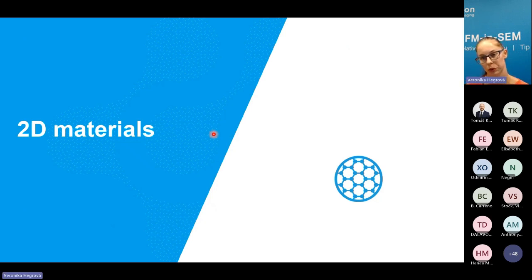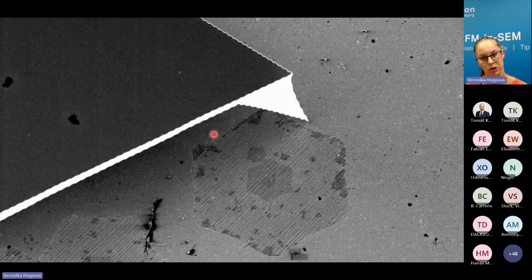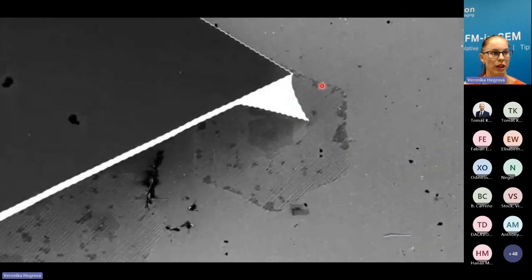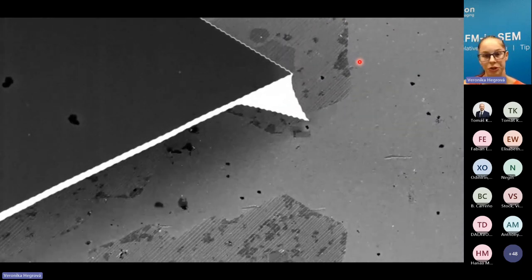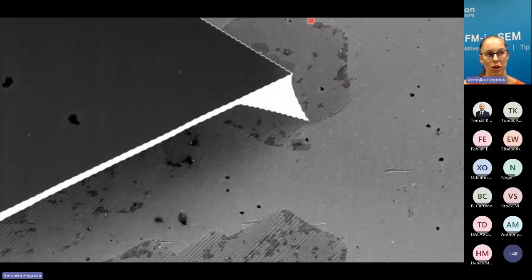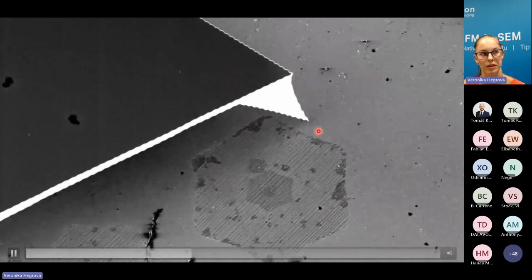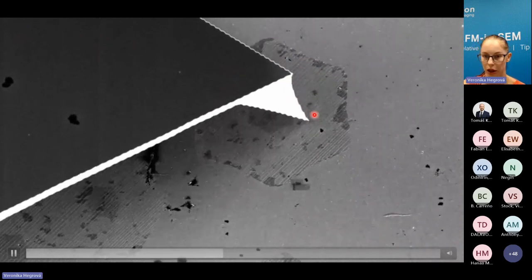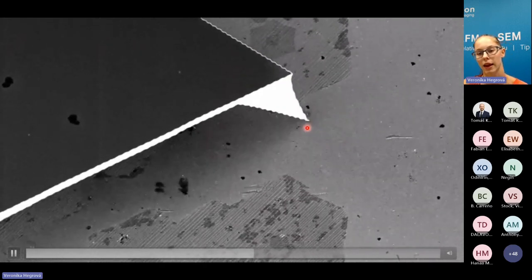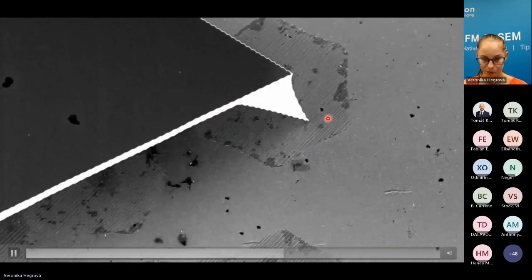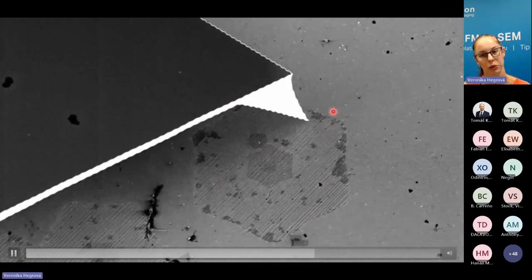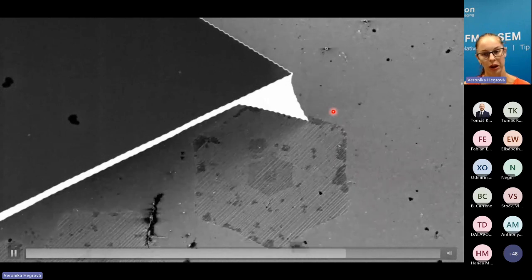If we move into 2D materials, which are low-dimensional materials, usually laying on a quite flat substrate, we can see over here graphene, and from the tilt, we see the very end of the tip. Even without tilt, we can see. That's quite easy to approach and to see where we actually are.